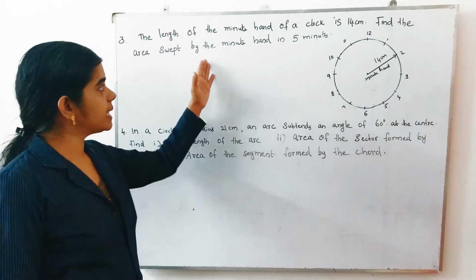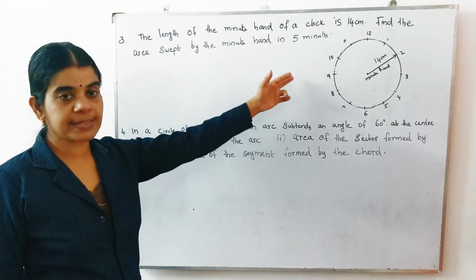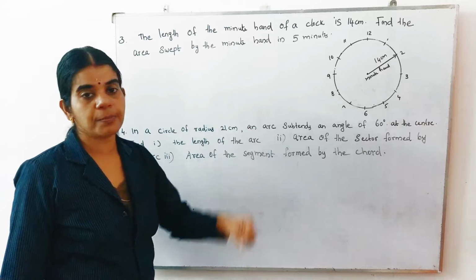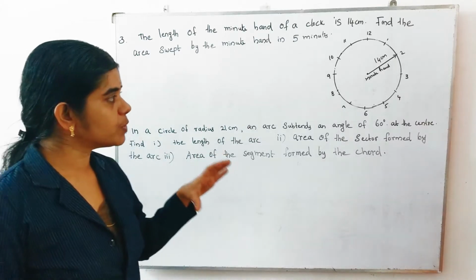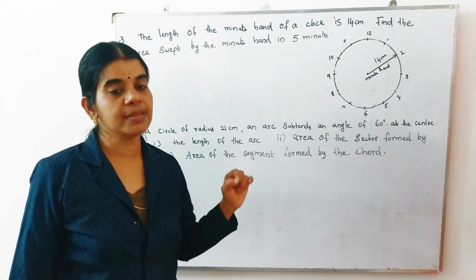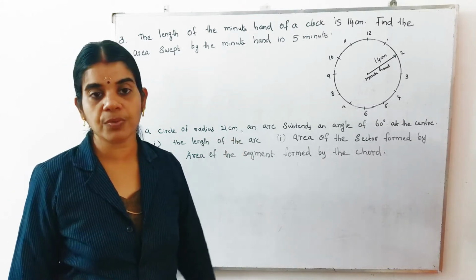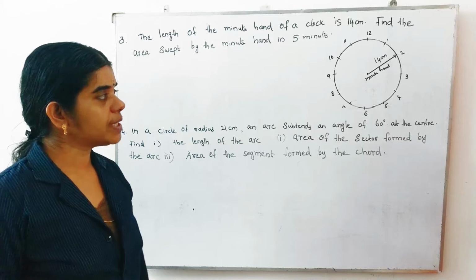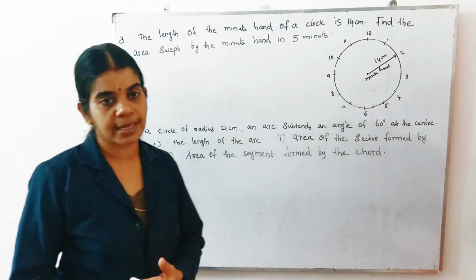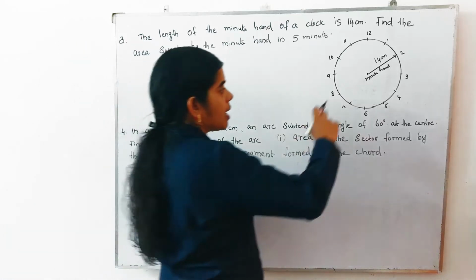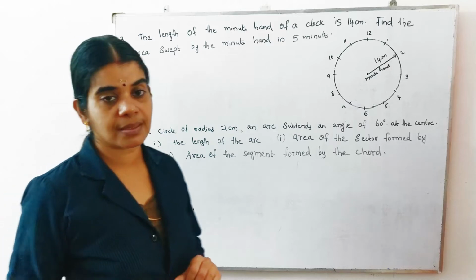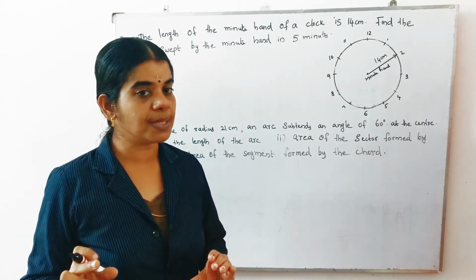Next question. The length of the minute hand of a clock is 14 cm. Find the area swept by the minute hand in 5 minutes. How much degree is moved by the minute hand in 5 minutes, that you want to find out. You already know that a circle means total how much degree? 360 degree. Then how many numbers are there? 1 to 12 numbers are there. So total 12 numbers are there.